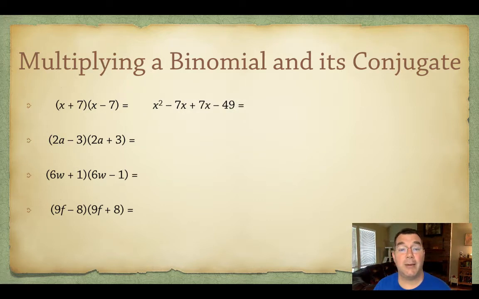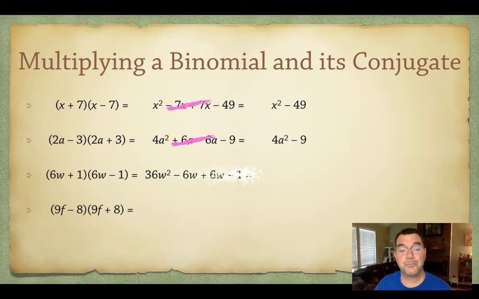If I multiplied it out, I would get x squared minus 7x plus 7x minus 49. And the minus 7x and the plus 7x would cancel out in the middle, so I would just get x squared minus 49. If I do the second one, I would get 4a squared plus 6a minus 6a minus 9. And again, the two middle terms cross out because they're opposites, and I end up with 4a squared minus 9.